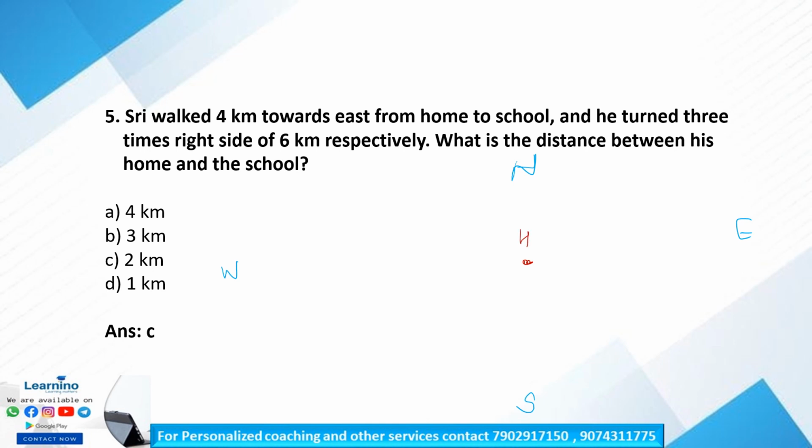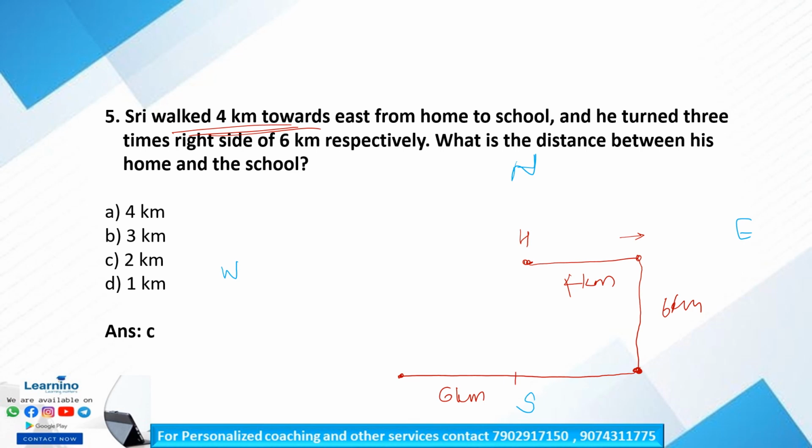Sri is starting from his home and going to his school. Initially he walked 4 kilometers towards east. He turned 3 times right side of 6 kilometers. So now he is facing the east. This is one time of 6 kilometers. Now he is facing the south. The second time of 6 kilometers.